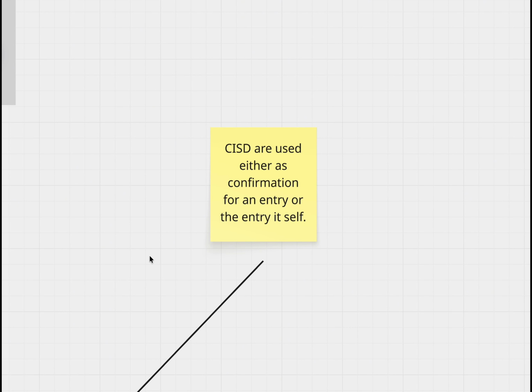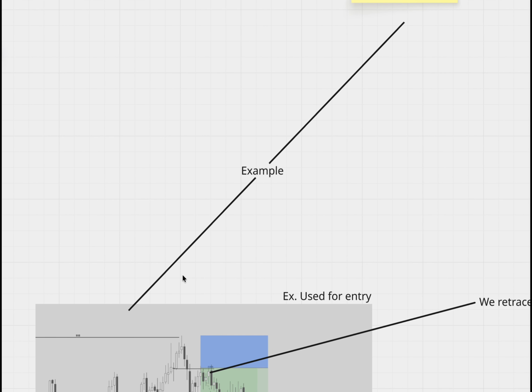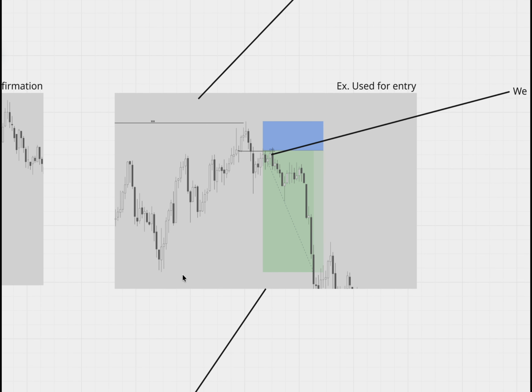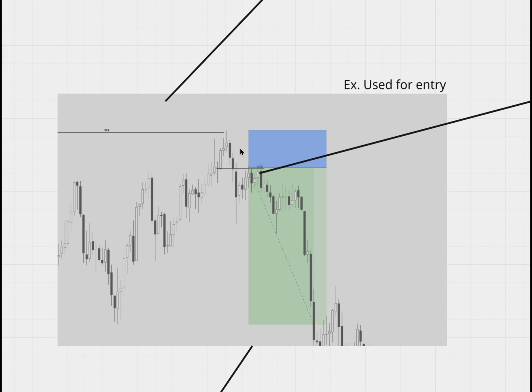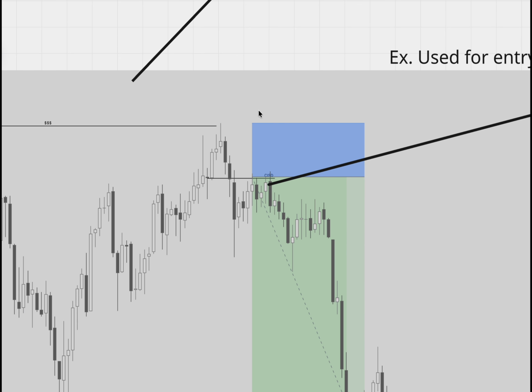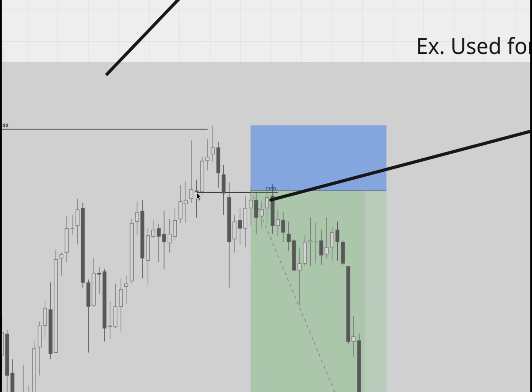Alright, so there are two ways you can use change in the state for entries. One is to use it for confirmation for an entry, or use it for the entry itself. So here's the example for our entry. Price manipulates buy side liquidity. We have come up, and here's the last leg, the down close candle right here.